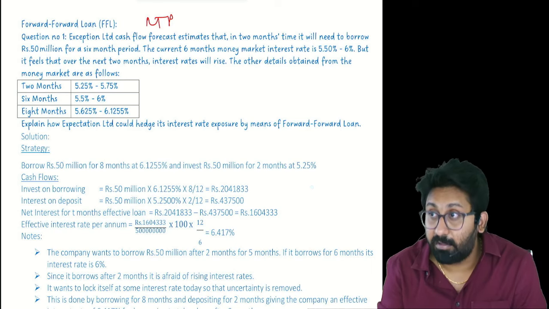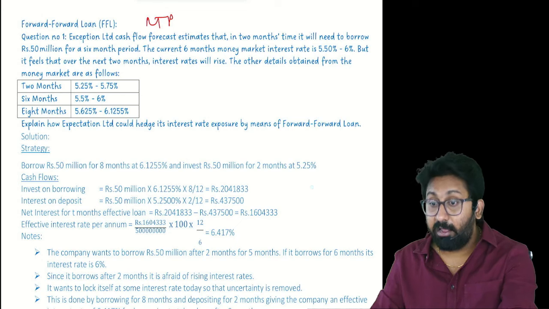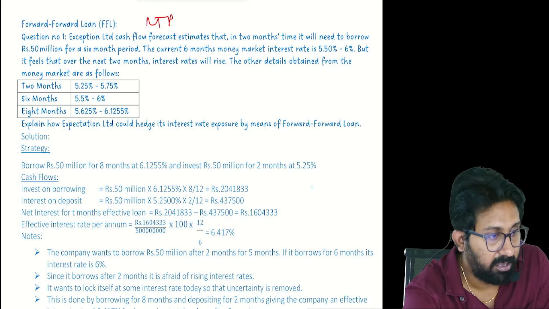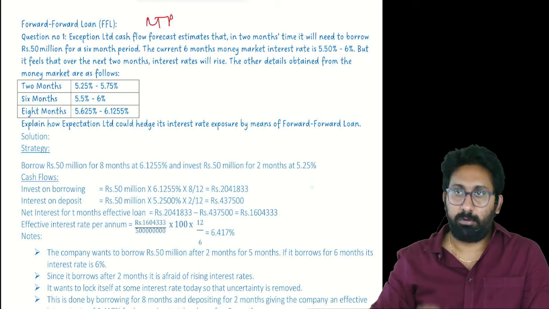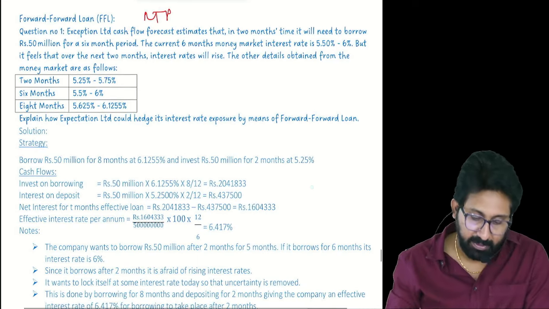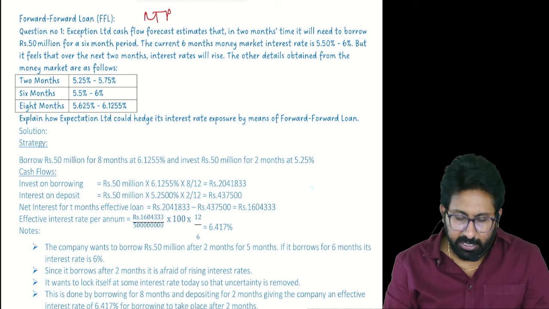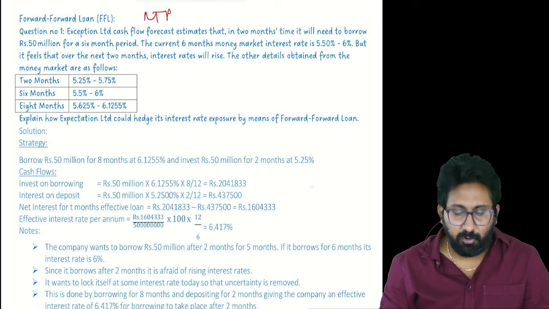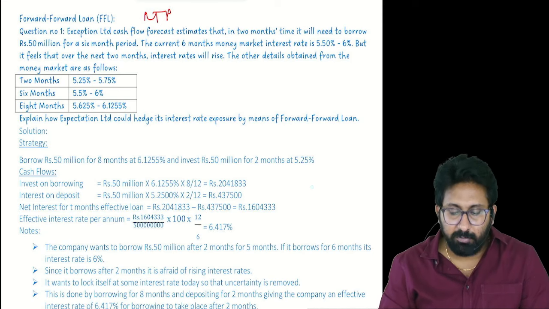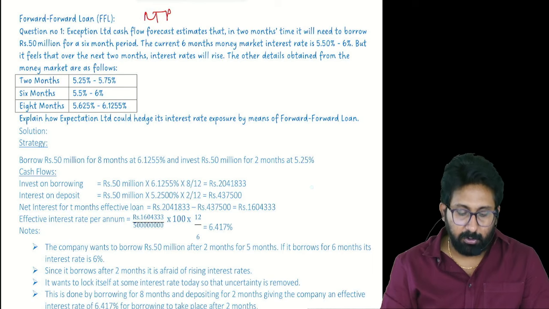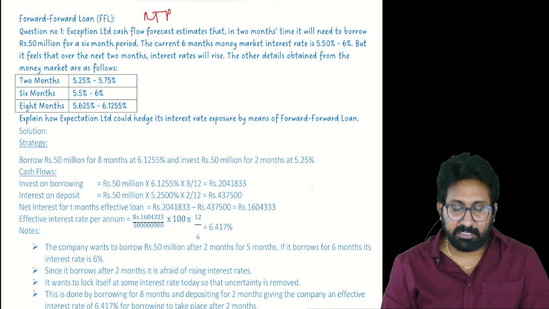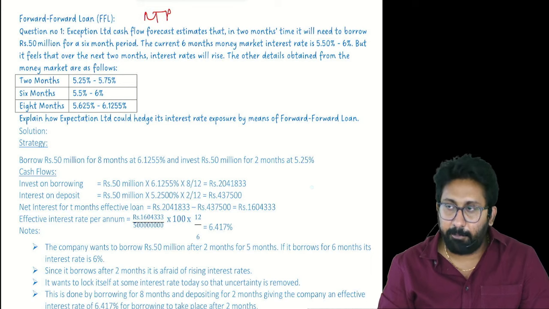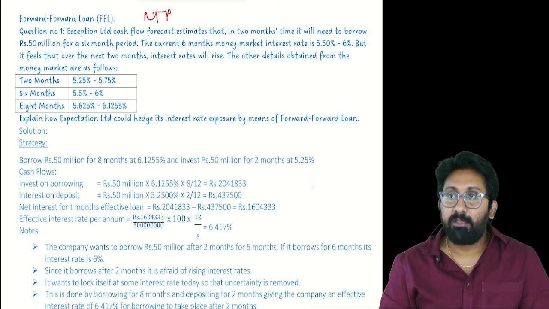Also called a forward loan. Very popular concept, FFL they call it. Let's read. E Limited, let's name something. E Limited's cash flow forecast estimates that in 2 months' time, it will need to borrow rupees 50 million for a 6 months period. Current 6 months money market interest rates are 5.5% to 6%.